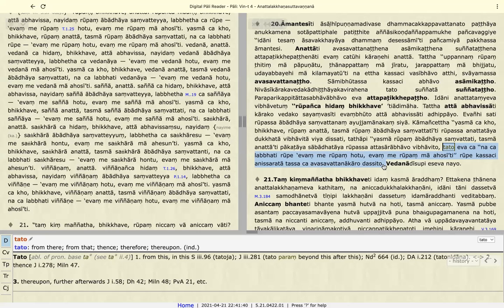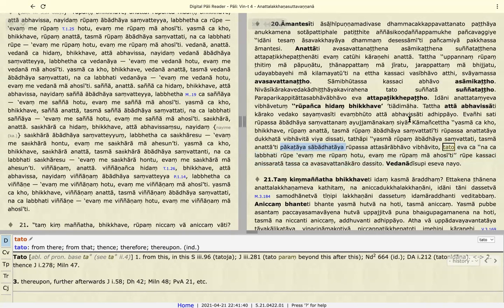Then what is the "ca" at the beginning of the sentence, "Tato eva ca", Bhante? Yeah, because of "tato eva ca", I mean the first explanation, rupassa anattatā, dukkhatā. Rupassa anattatā is one kind of reason. Because rupa is not self, we can understand rupa is suffering. And then another thing is "pīḷanatāya, sabbhāvatāya" in the later sentence here.